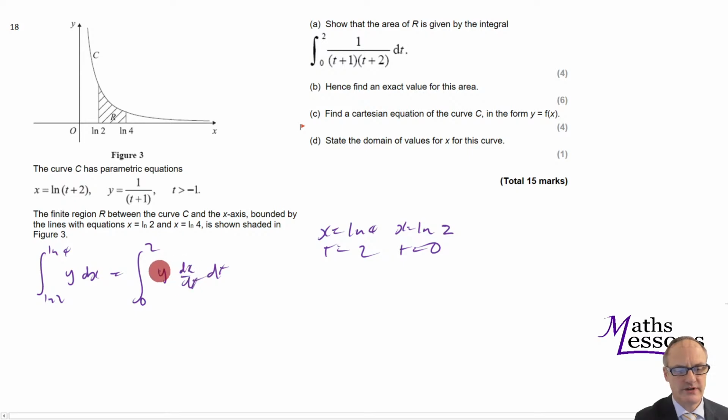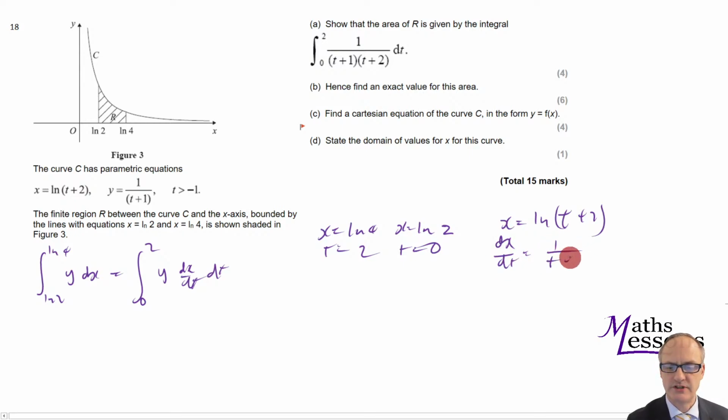We also need to find out what y is. Well, that's quite simple. It's given here. But we need to find out dx by dt. So we know that x is equal to natural log of t plus 2. So we differentiate that, dx by dt, and we get 1 over t plus 2.